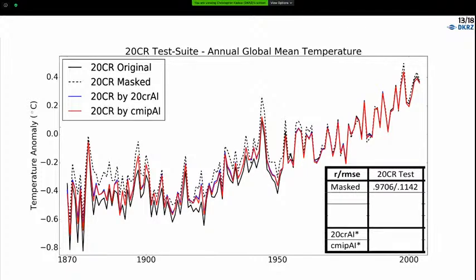So R and RMSE. If we look at the correlation of the masked one against the original one, we have 0.97 correlation, so pretty high. That is due to the trend. And we have an error of 0.11 degrees Celsius. And if we go to the 20CR AI and look at the correlations, it's much higher and the error is much lower, which was pretty nice to see. And we did some statistical testing there with bootstrapping to see if it's statistically significant. And that also worked out.